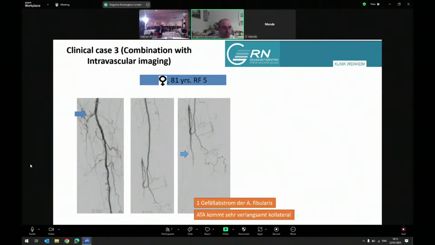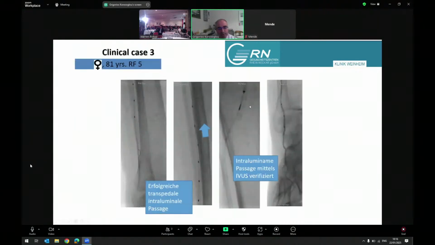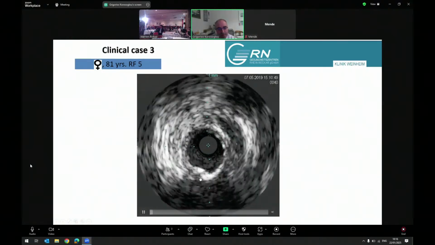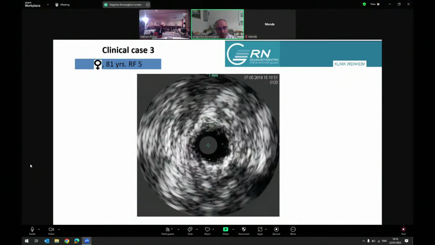Here is a demonstration of the use of atherectomy for a BTK vessel balloon angioplasty. In that case, it is an endovascular treatment of the anterior tibial artery. So here you can see again the puncture from retrograde and the intraluminal guide wire passage from retrograde, then a wire externalization, and then we performed atherectomy by the 5 French or the 1.8 tracking device. Here you can see the result by the IVUS after the atherectomy and the angioplasty.